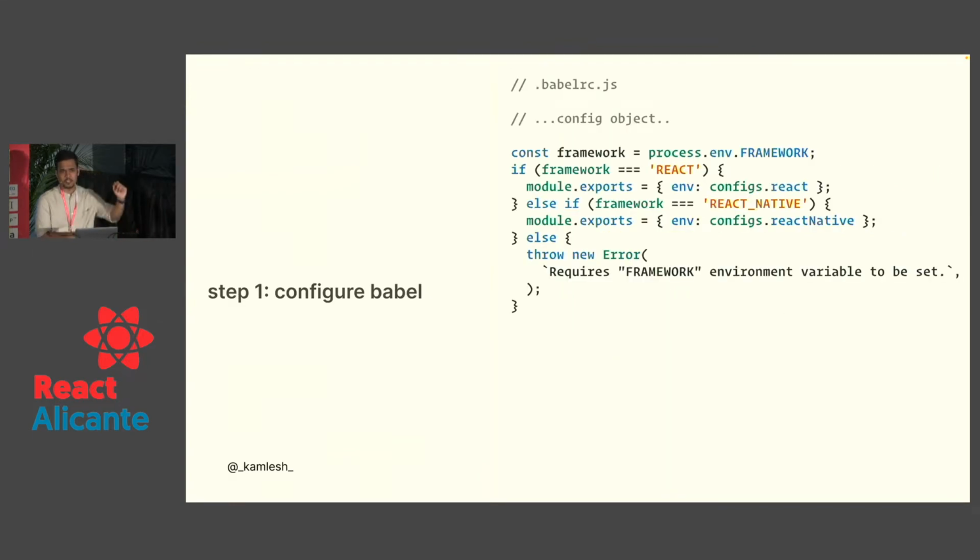And then what we do is we pass an environment variable, which is framework. Based on that, our Babel config will return the respective config based on the build that is being run. Hold on, I'll try to explain later on.